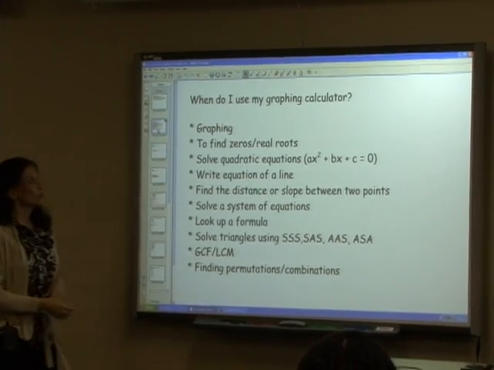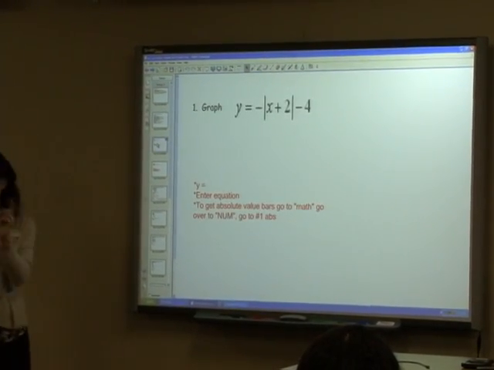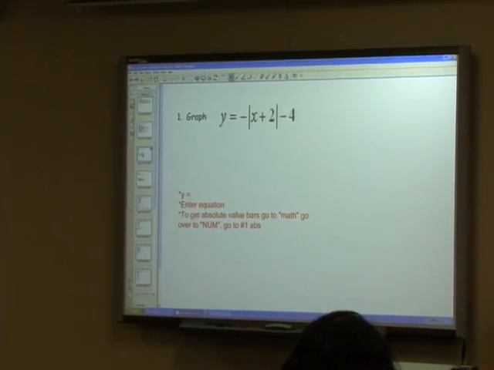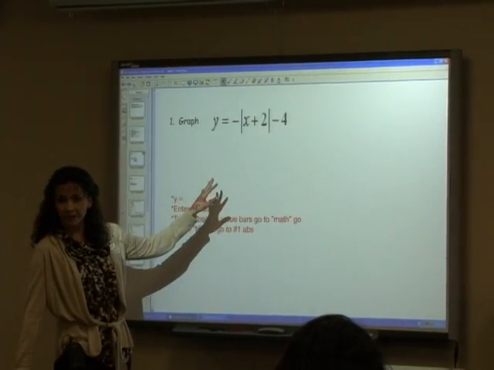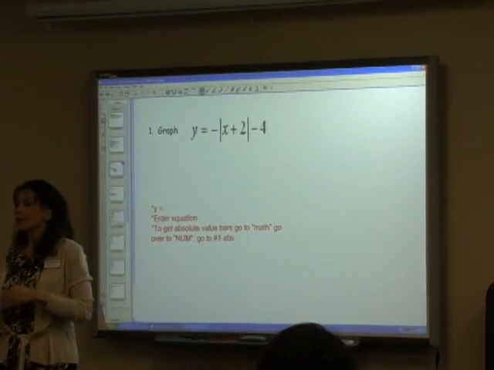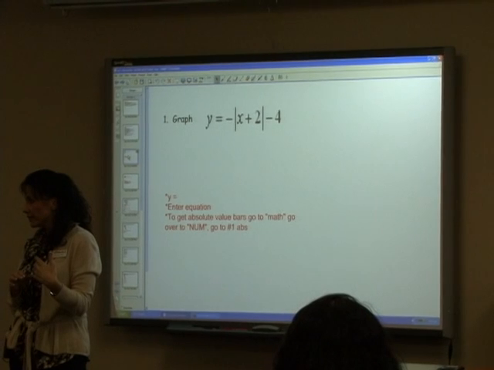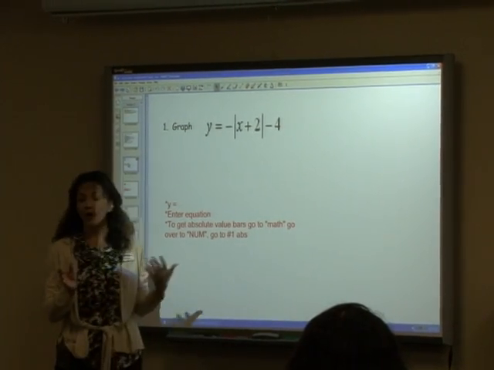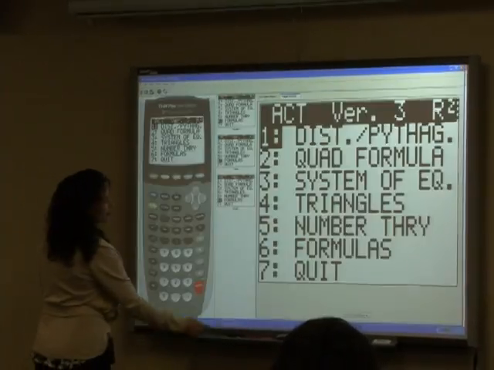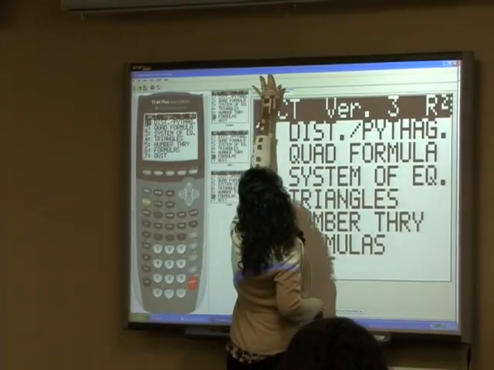All right, so let's go to the very first problem. This is on your paper. Now, I know in the ACT, you're never going to have to actually graph something, but it might give you a problem, and you have to match up that problem with its correct graph. Okay? You all probably already know how to graph something on your calculator, but we're going to do it anyway.